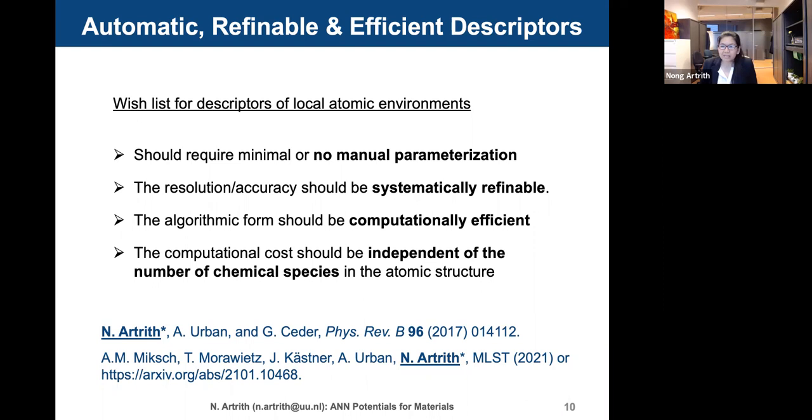For example, the descriptor should be automatic and should not require many tunable parameters. Its accuracy should be systematically improvable. It should be as efficient as possible, and its computational cost should not depend on the number of chemical species. We discussed this and implemented it in our atomic energy network code, or AENet, and you can read more detail in these two papers.